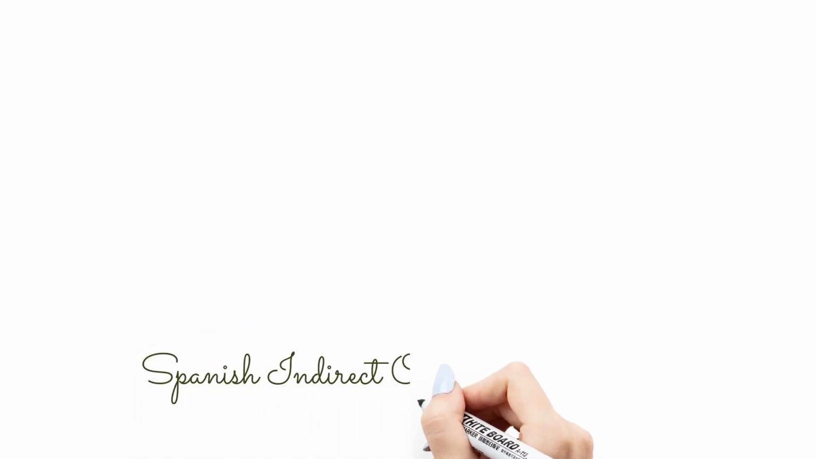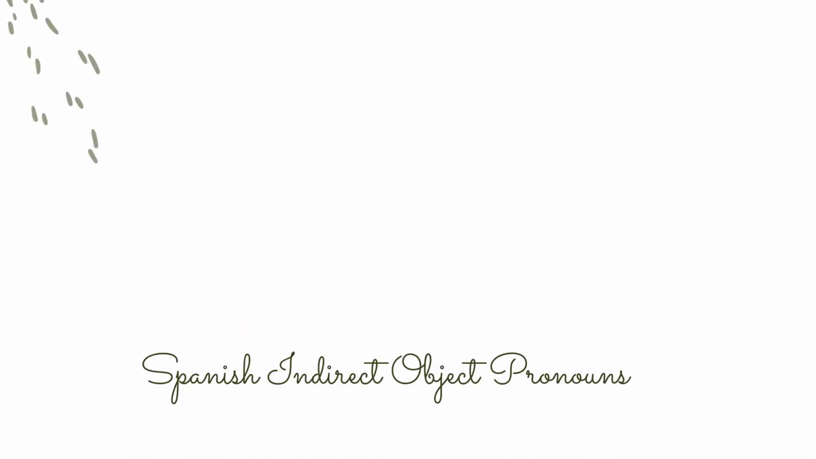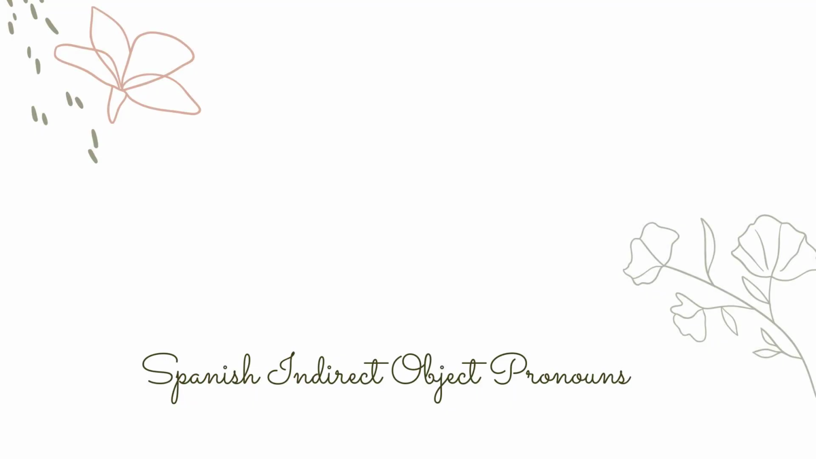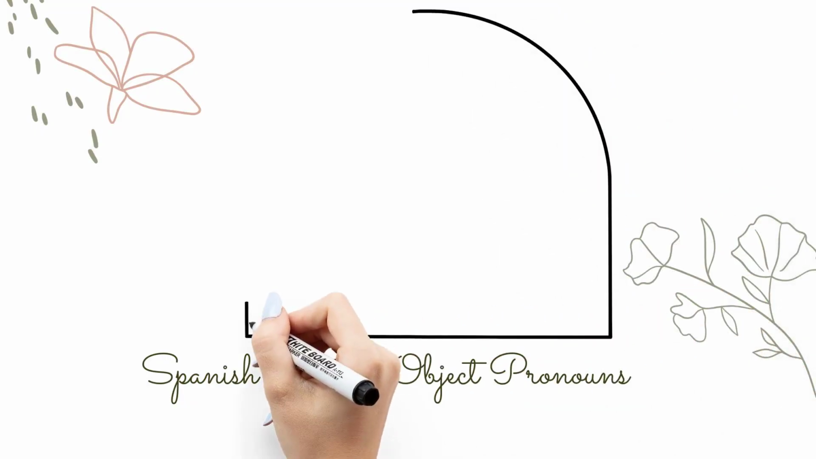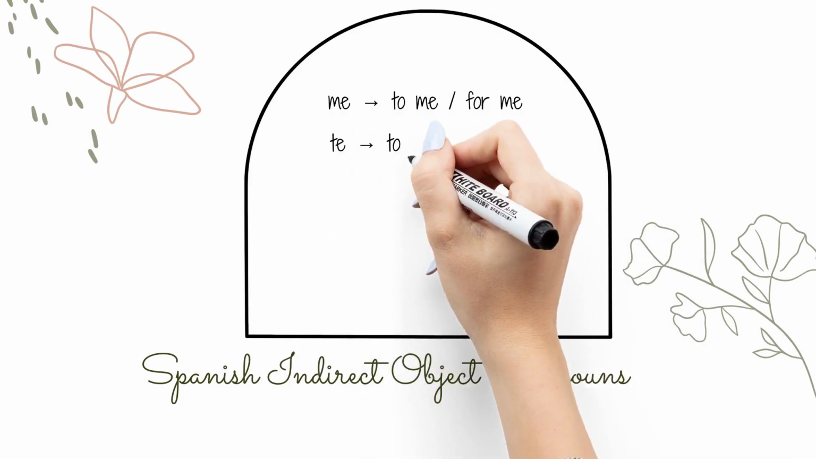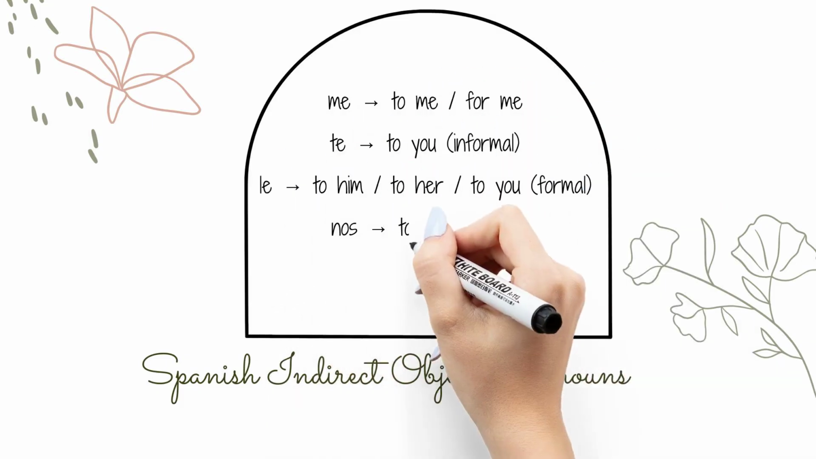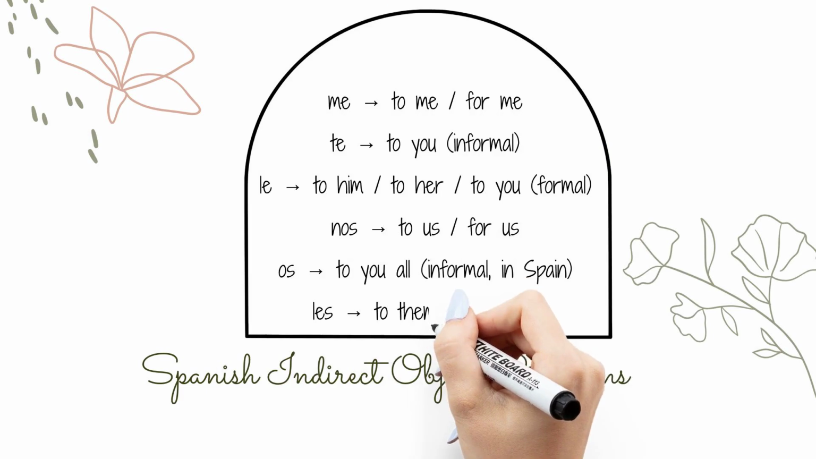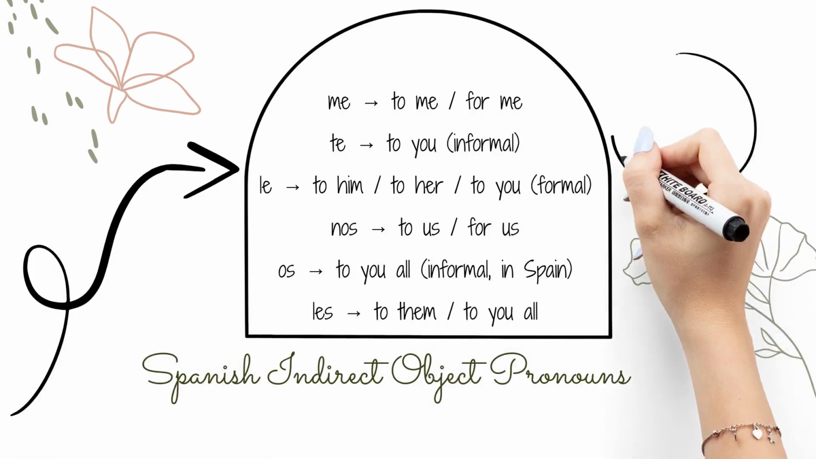The pronouns in Spanish, here they are: me, to me, for me; te, to you, informal; le, to him, to her, to you, formal; nos, to us, for us; os, to you all, informal, only in Spain; les, to them, to you all.